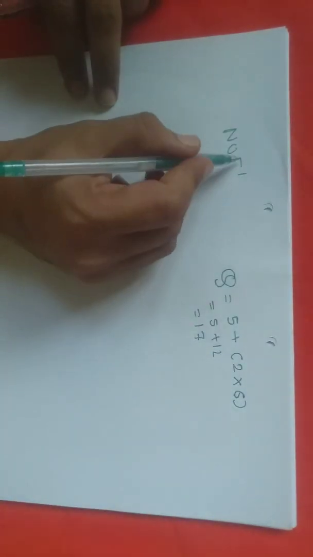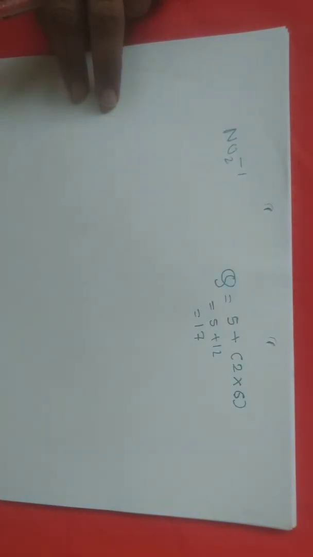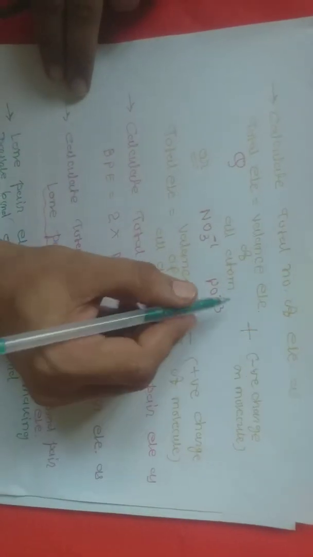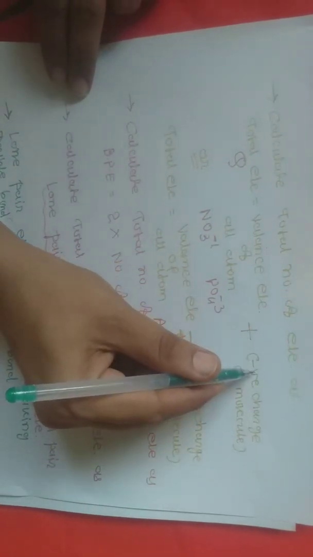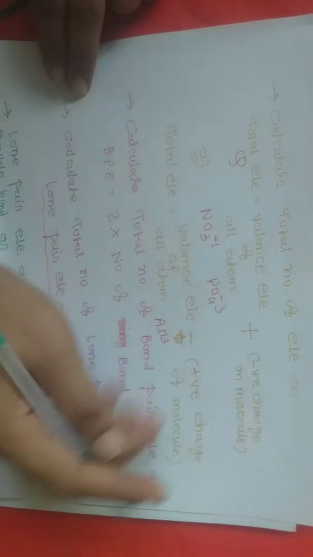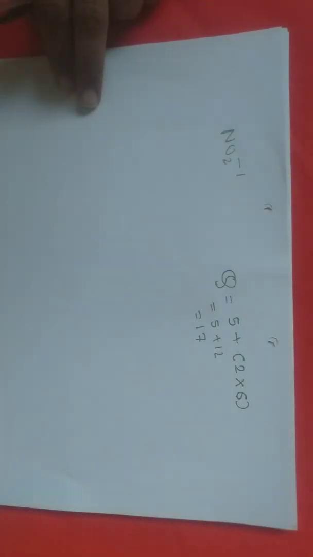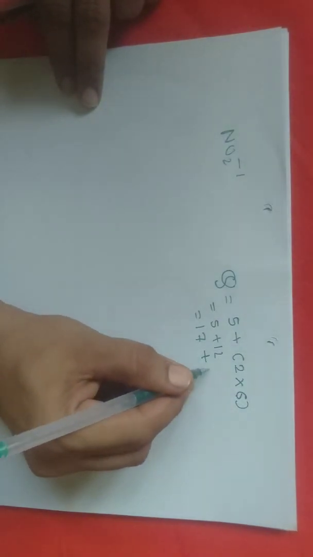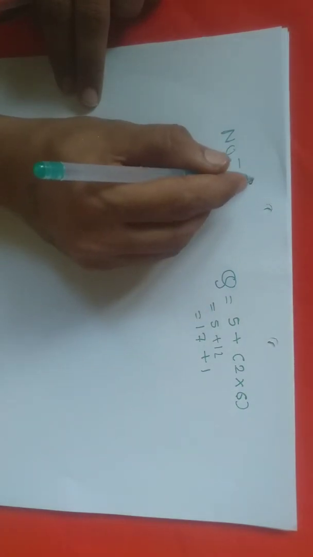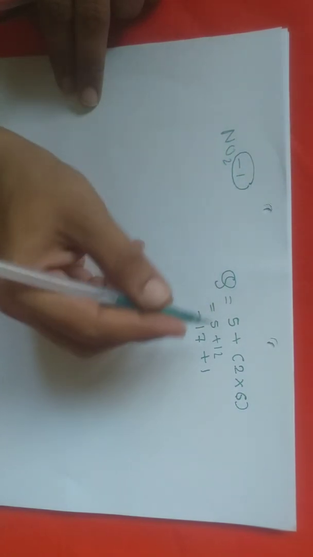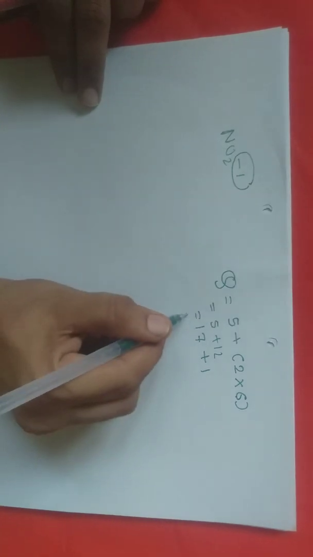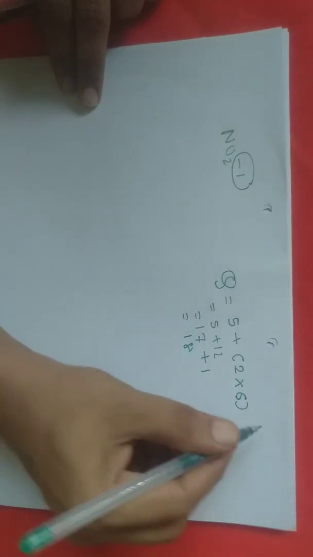Now here there is a negative 1 charge. According to our rule, if there is a negative charge, I have to add that value to the total electron. So here I have to add plus 1. Why do I have to add plus 1? Because there is a negative 1 charge on NO2. So the total valence electron is 18. I have added plus 1 here. This is the total valence electron.